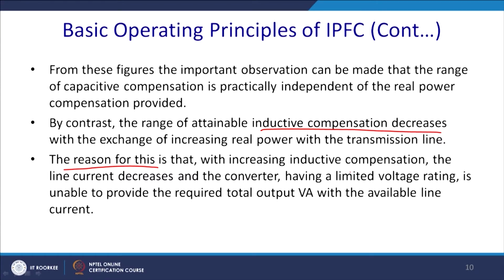the reason is that with the increasing inductive compensation, the line current decreases. So, we have assumed that the line current actually remains constant, and the converter has a limited voltage rating. So, you cannot increase the value of the voltage. So, the device compels you to restrict yourself to a particular voltage rating, and it is unable to provide the required total output VA at the available line current. So, it is a very good capacitive VAR compensator.